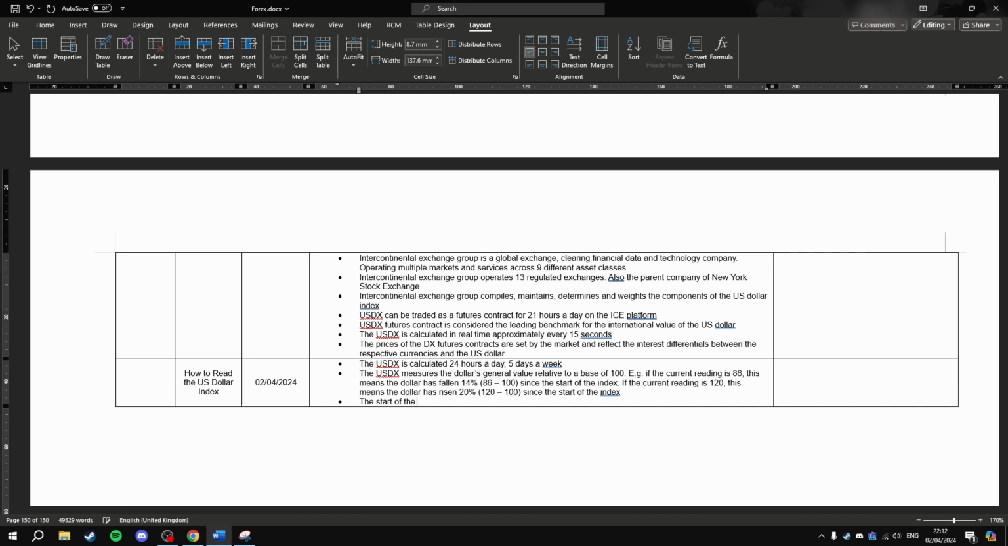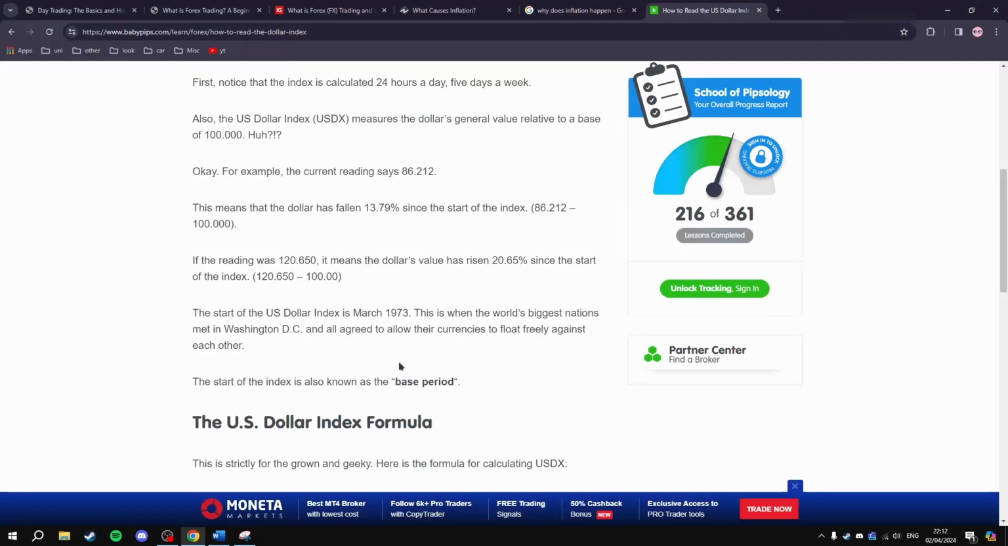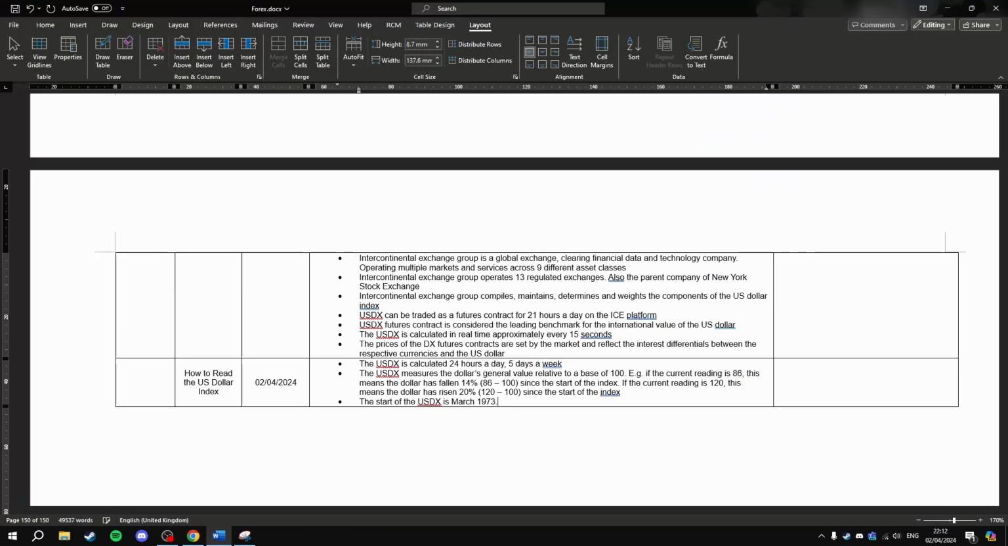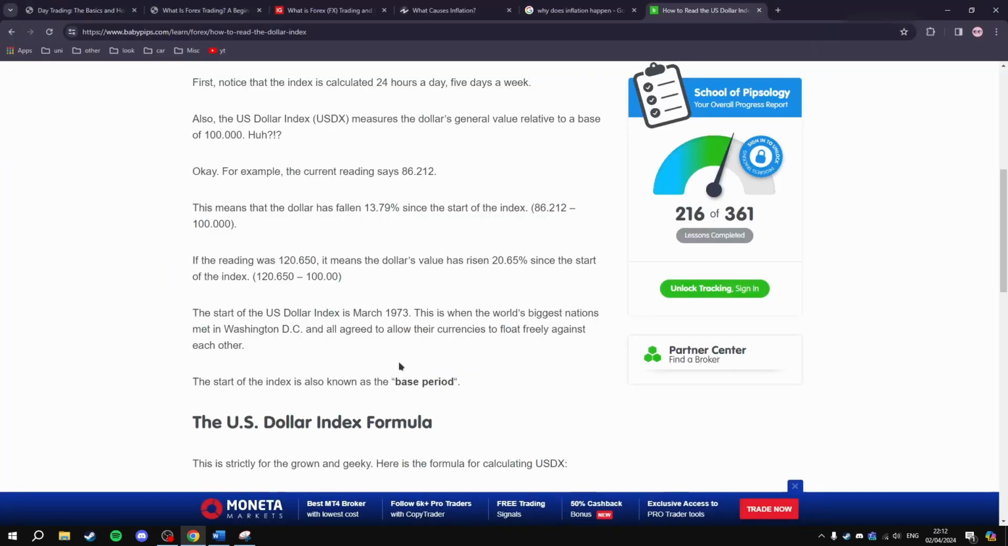The start of the USDX is March 1973. This is when the world's biggest nations met in Washington, D.C., and all agreed to allow their currencies to float freely against each other. The start of the index is also known as a base period.